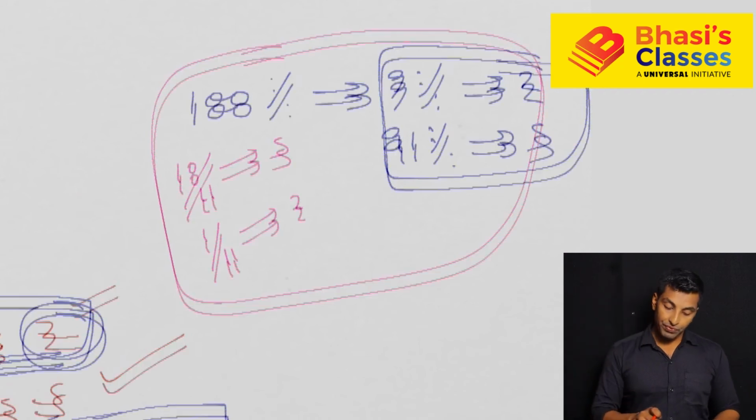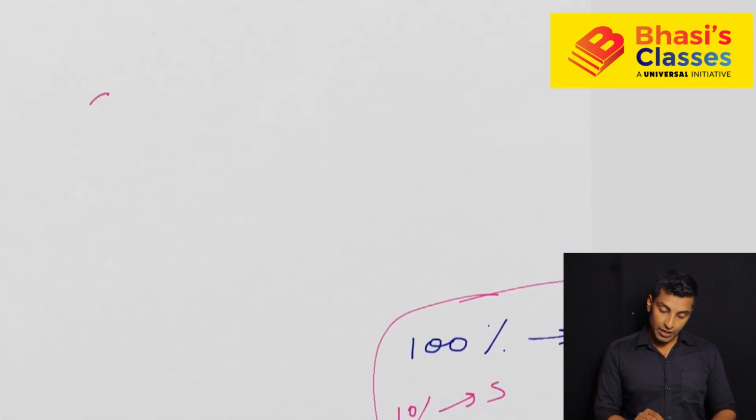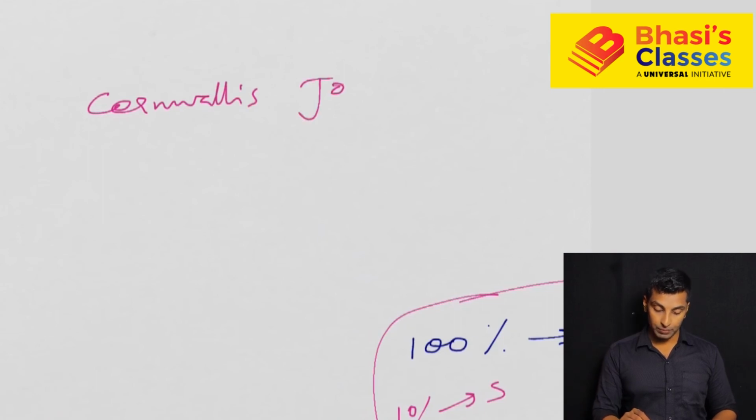Now, who introduced this? It was introduced by Lord Cornwallis and his deputy John Shore, who is going to be the next Governor General. So Lord Cornwallis and John Shore.